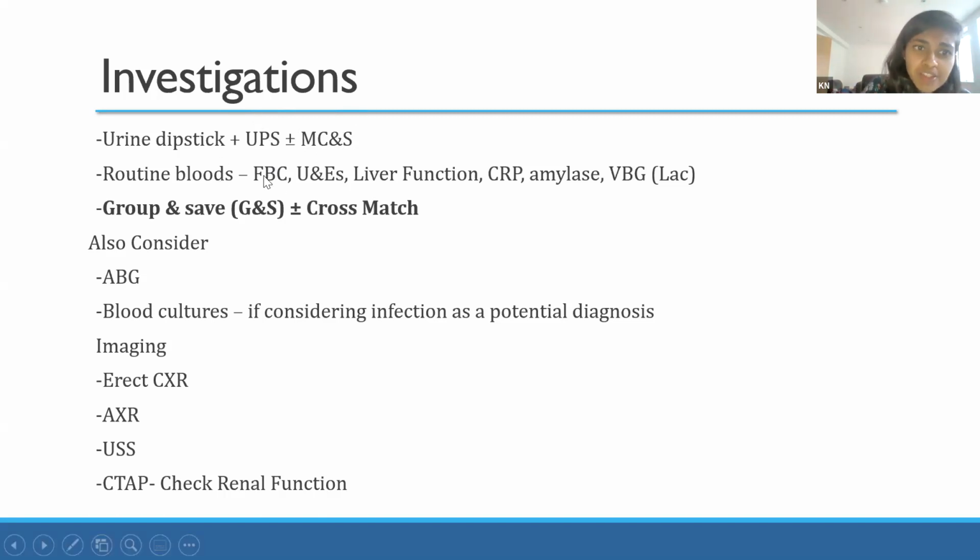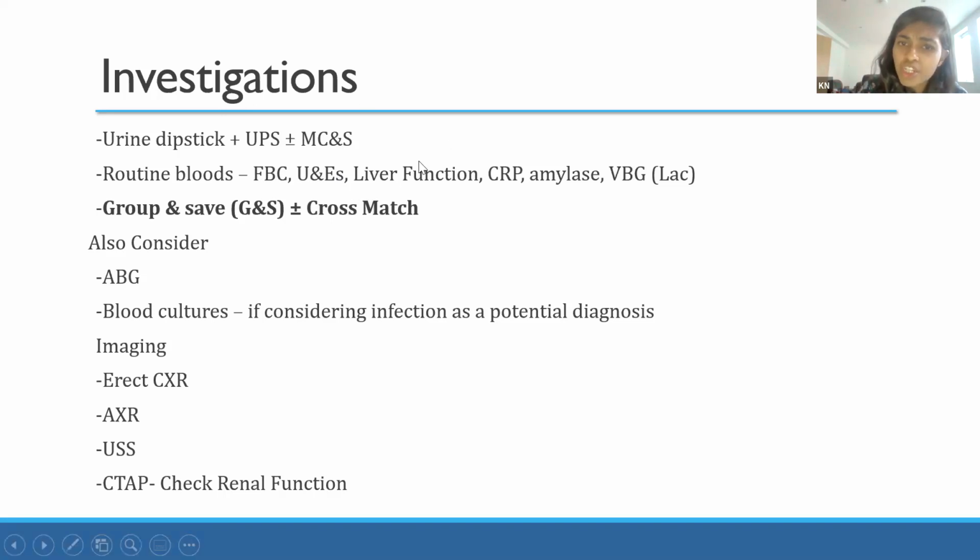Do your routine bloods, so FBCs. You'd be looking particularly at the hemoglobin and the white cell counts. Is the hemoglobin very low? Are the white cells really high? You want to look at U&Es, and that gives you a lot of information on things like hydration status and the electrolytes, but it also tells you whether they can have contrast for a CT, because if you've got impaired renal function, you worry about contrast-induced nephropathy, for example.